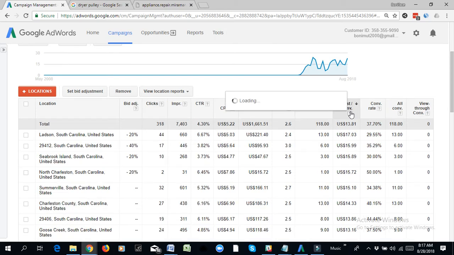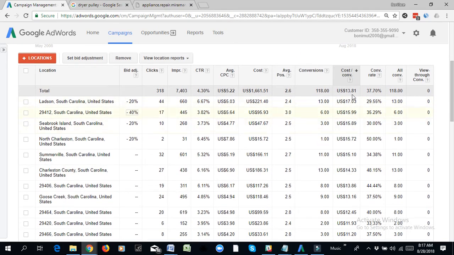And on this screen, locations, what happens is that for different cost per conversion, we try to make bid adjustments. If we think the cost per conversion is very low, we try to increase our bids upwards so that we can attract more searches, more leads. And if we think our cost per conversion is going very high, we try to adjust it downwards, negative adjustments.